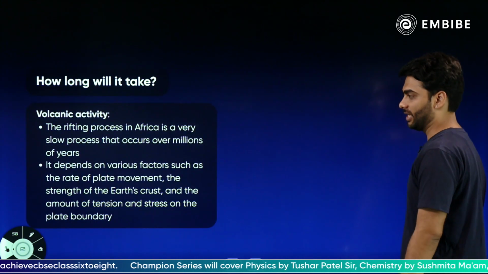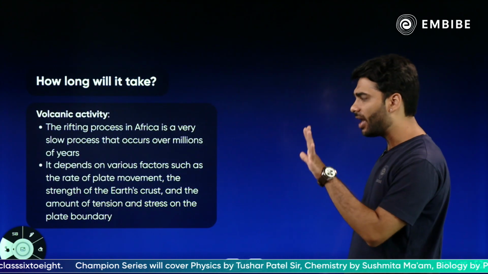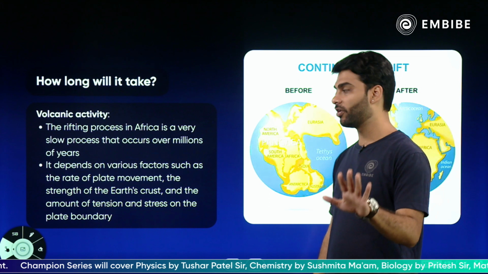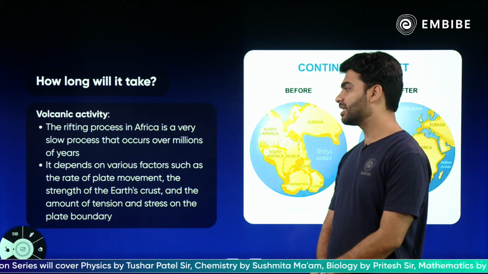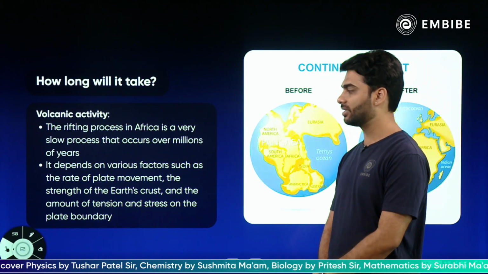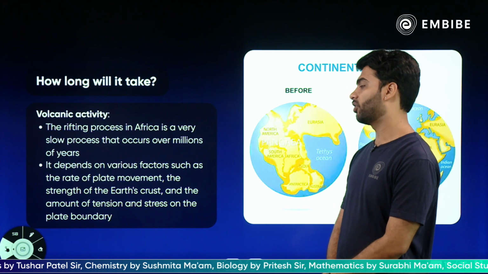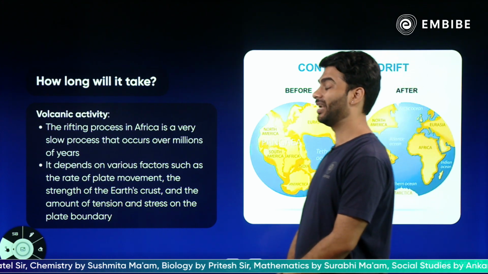And how long will it take? The rifting process in Africa is a very slow process and it can take over millions of years. It depends on various factors such as the rate of plate movement, the strength of the Earth's crust, and the amount of tension and stress on the plate boundary.